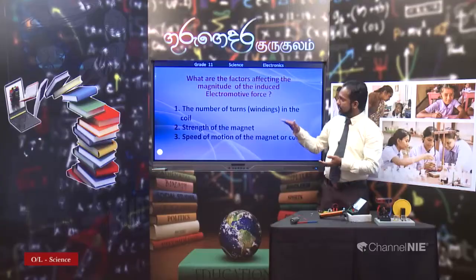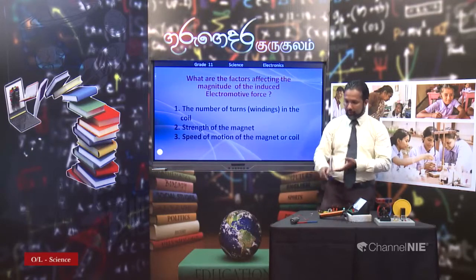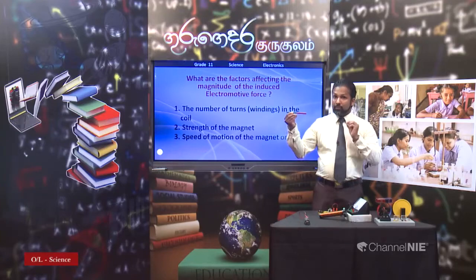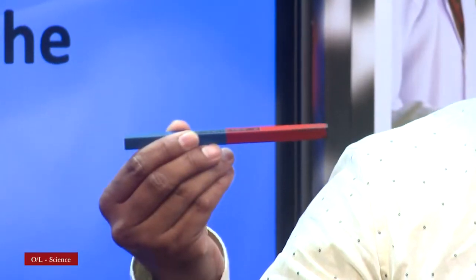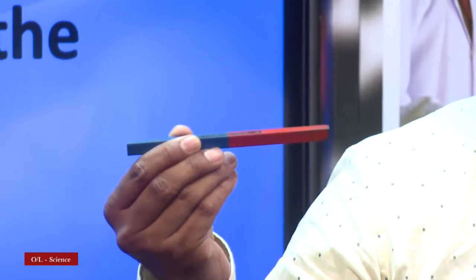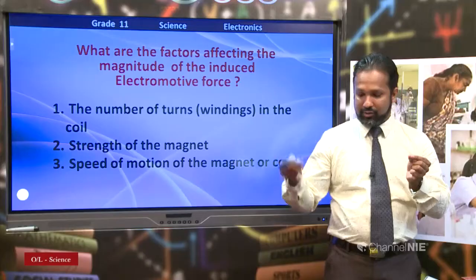Second one, strength of the magnet. I used a bar magnet. When I use a powerful bar magnet, the strength of the induced electromotive force can be increased.